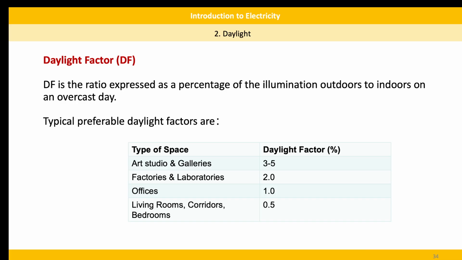Daylighting factor, DF, is a ratio expressed as a percentage of the illumination indoors to outdoors on an overcast day. If you want to design a LEED project, you have to calculate the daylight factor in this building or in this room. Different types of buildings or rooms have different daylight factors. And if you want to get the credit in the LEED project, or you want the energy efficiency evaluation assessment, you have to use the daylight factor to do some calculation.